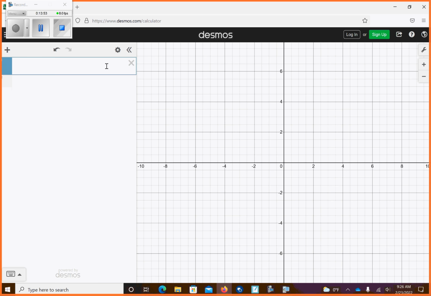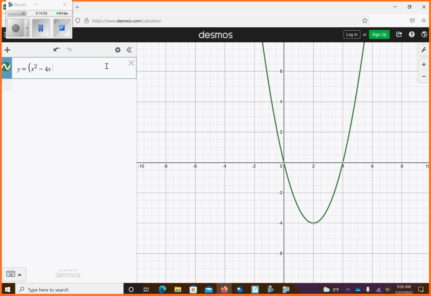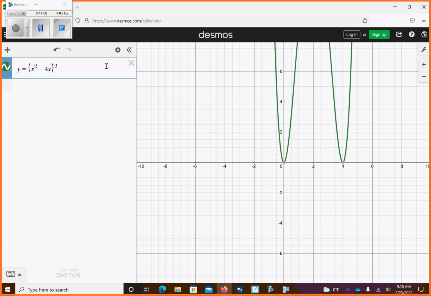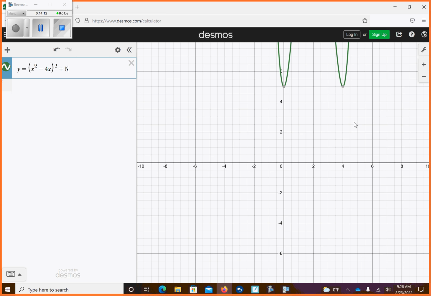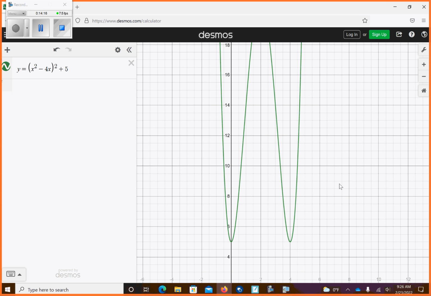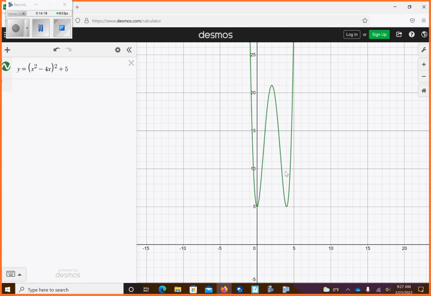So if you go to number 5, just graph it the same way. So you have y equals parentheses x squared minus 4x, that's raised to the second power, plus 5. What can you tell me about there, there, and there? What can you tell me of the point 0, 5? Min. 2, 21. Max. 4, 5. Min. No point of inflection on that one.